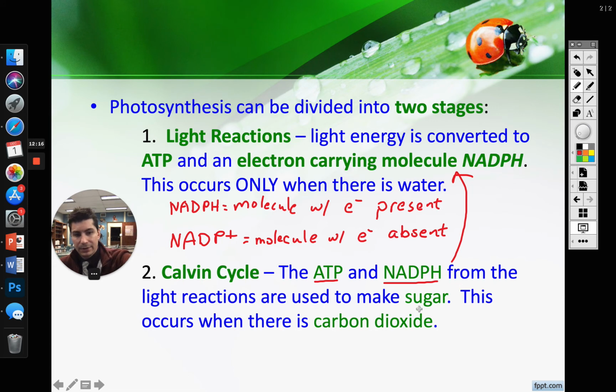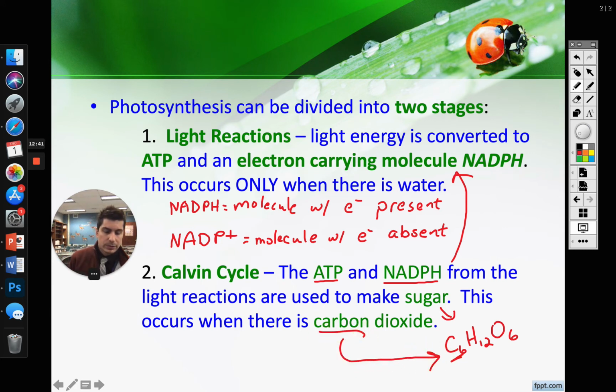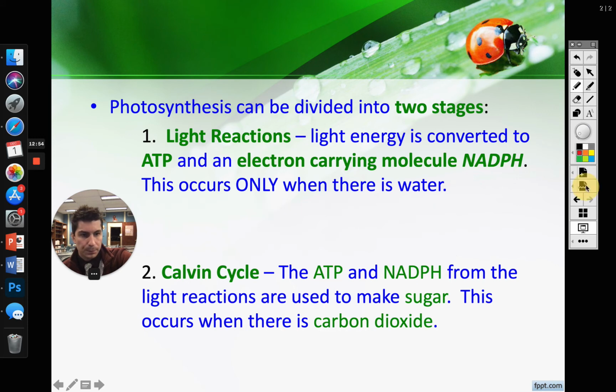Now, neither of these, ATP or NADPH, have carbon in them. But sugar, we know sugar is C6H12O6. How are we going to get these carbons? Well, we're going to use carbon dioxide, and that's how we're going to bring the carbon in. So along with having the ATP and NADPH from our light reactions, we are going to have to bring in carbon dioxide in order to make our sugar during the Calvin cycle.